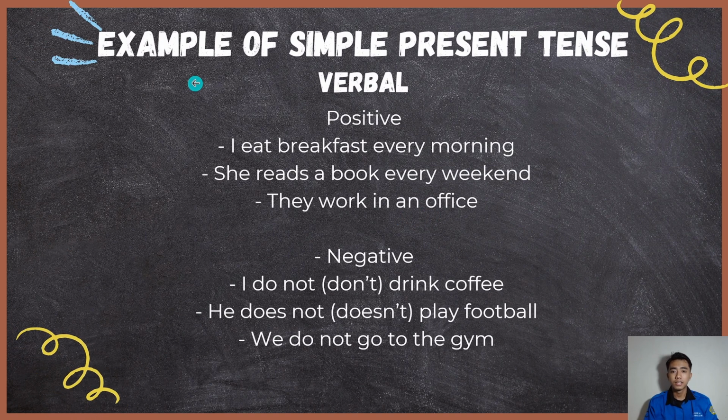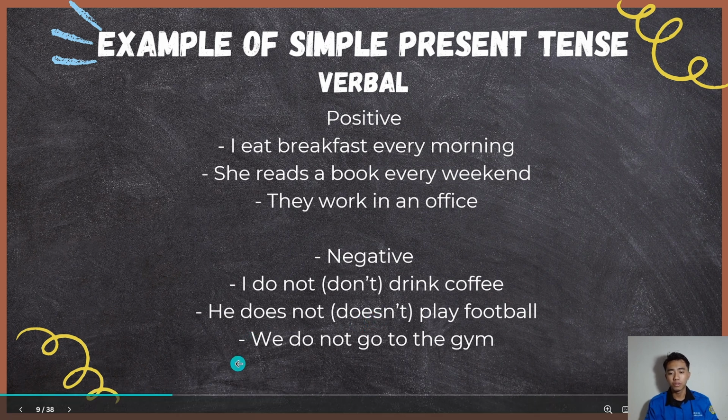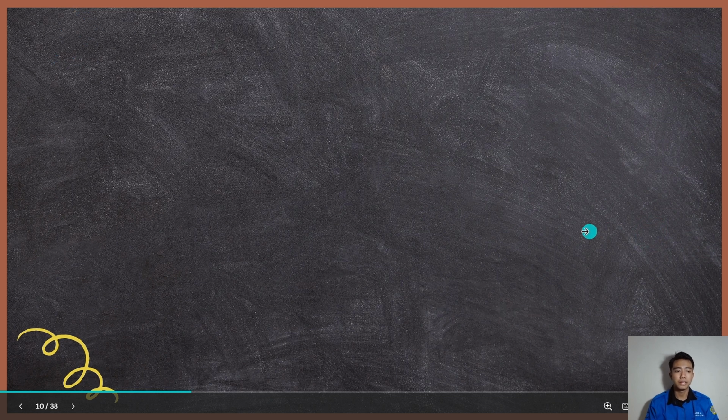Okay. The next example of simple present tense. Verbal positive. I eat breakfast every morning. She reads a book every weekend. They work in an office. And then negative form. I do not, or I don't, drink coffee. He does not, or doesn't, play football. And we do not go to the gym.